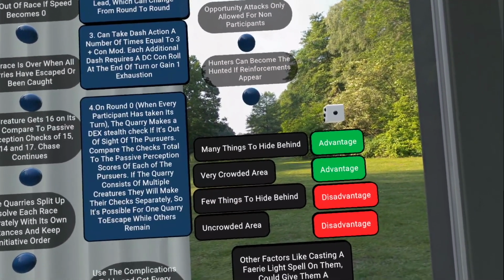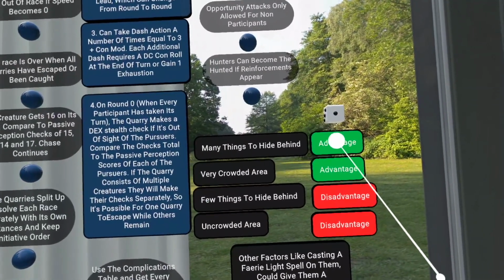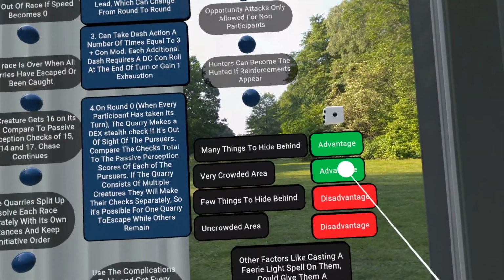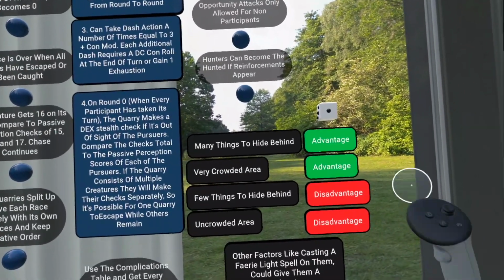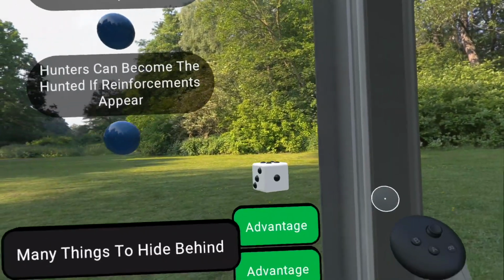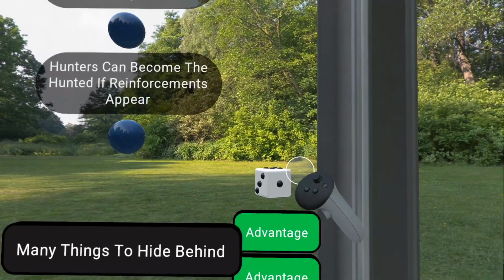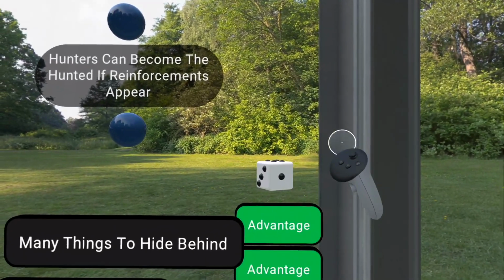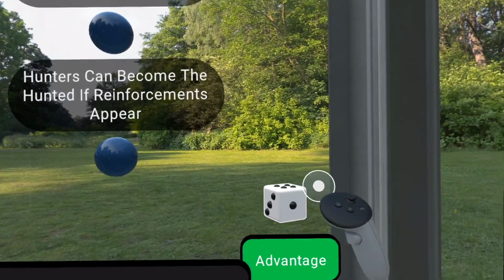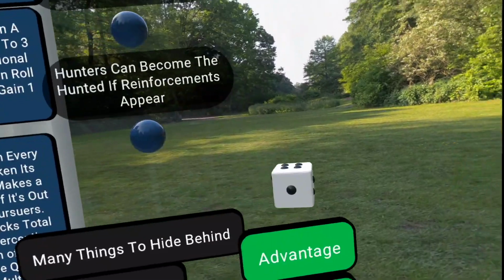Over here, if there are lots of things to hide behind, you can give them advantage. You're in a very crowded area, so the people being chased might have advantage. And I've created a cool little dice, guys. Look how cool that is. I haven't really tapped into the power of Noda for creating these custom shapes, but this just goes to show how creative you can be with them. I mean, check that out, man. That is a pretty sick dice, right?